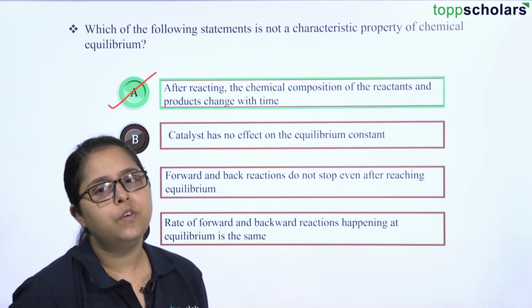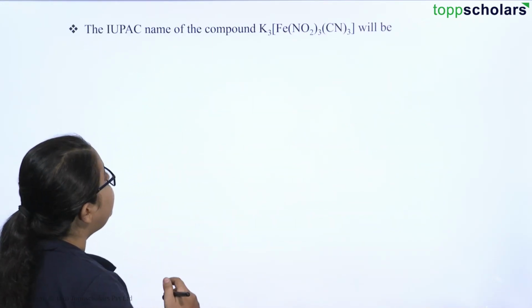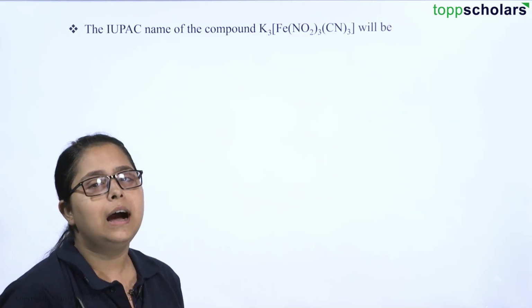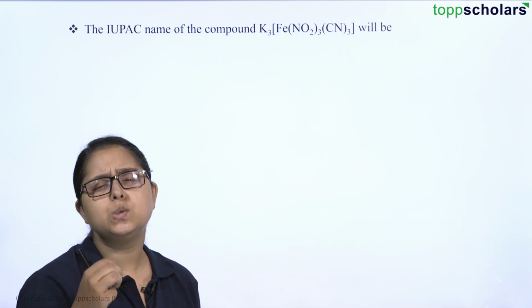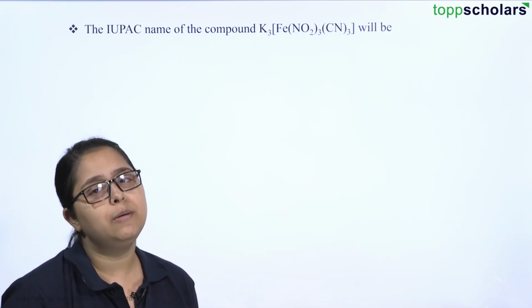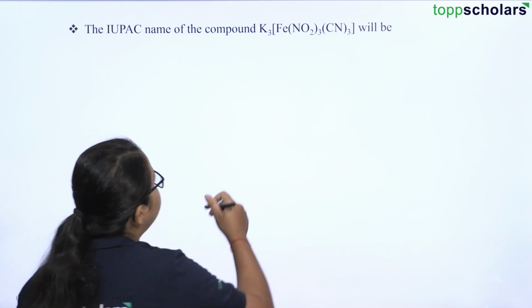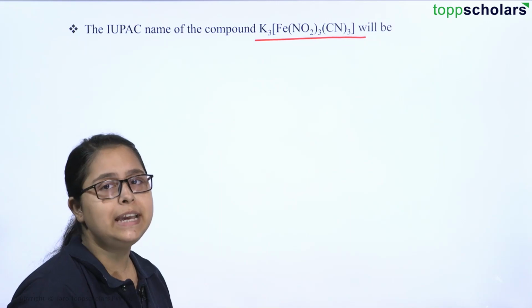Now friends, let us move on to the next question. The next question we are having is asking us the IUPAC name of this compound. Again, naming as per the IUPAC nomenclature is very important with respect to your examination. Such questions always come in your examination. So the compound given to us is K3[Fe(NO2)3(CN)3].